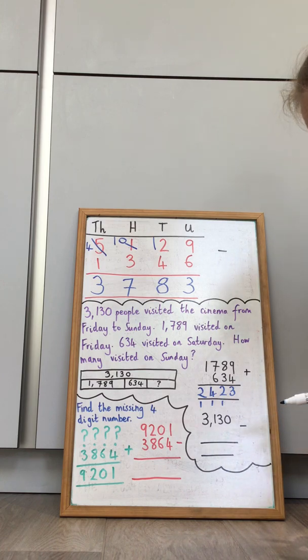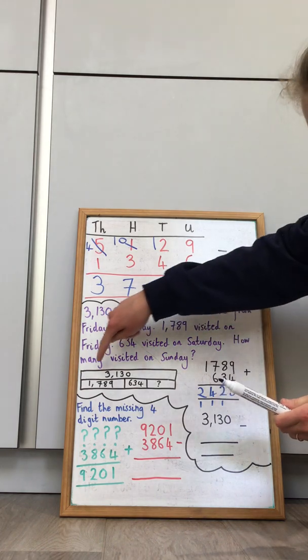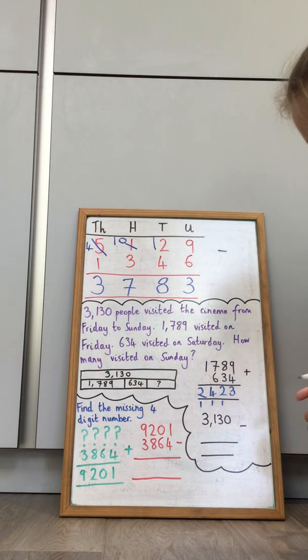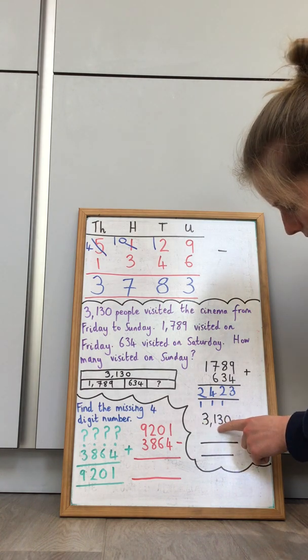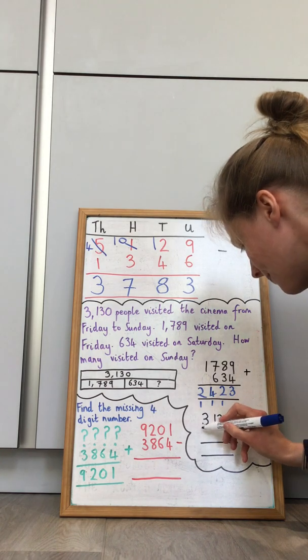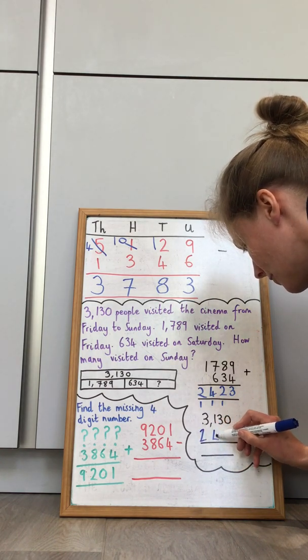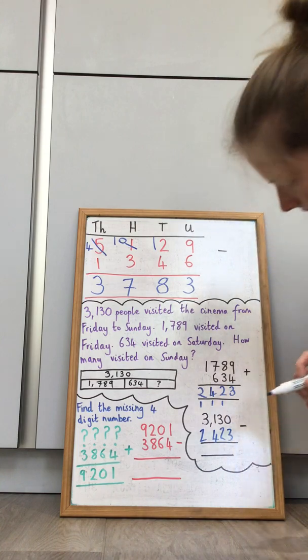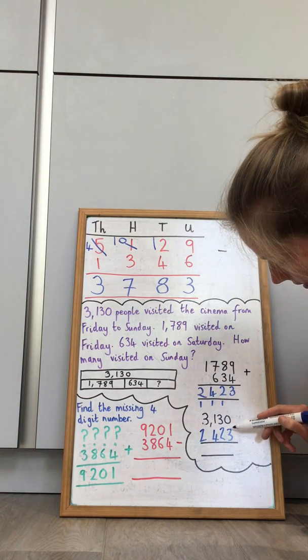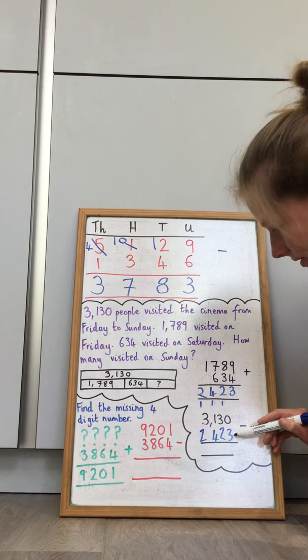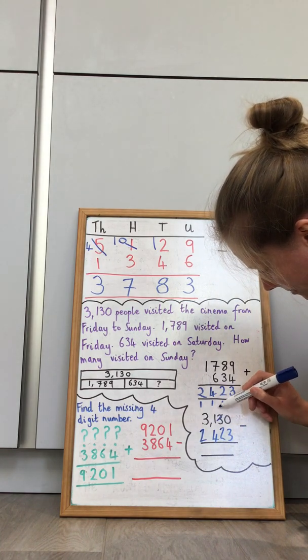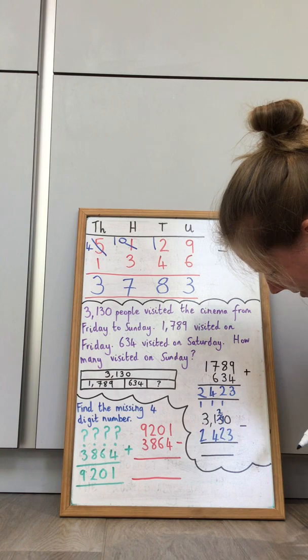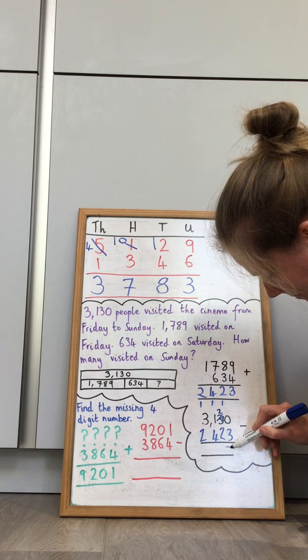So what I can now do for the second part of my problem is use the overall total and subtract Friday and Saturday, and that should give me how many people visited the cinema on Sunday. So 3,130 subtract 2,423. So first of all, 0 take away 3. I can't do that, so I need to borrow. So that becomes a 2. This becomes 10. 10 take away 3 is 7.